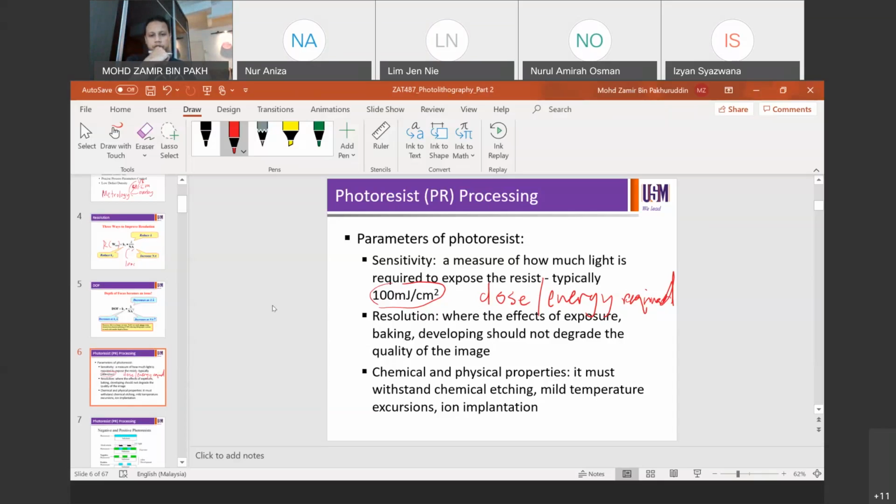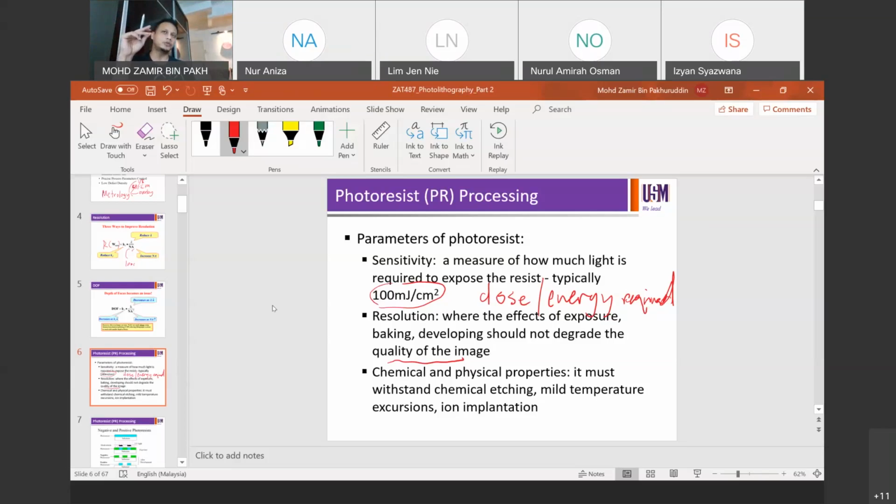Second one is called resolution, where the effects of exposure, baking, and developing should not degrade the quality of the image. So this is what I mentioned just now when I told you about the DOF definition. It's the range of the focus that can be tolerated by the process in order to produce a good quality image or high quality image.